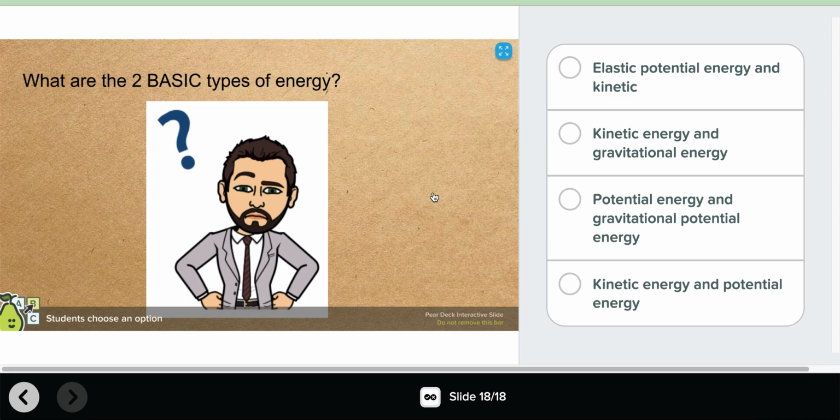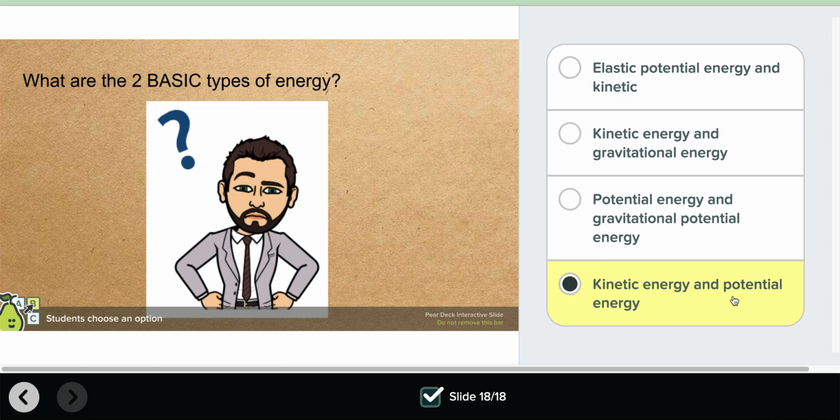Okay, I'm hoping you picked an answer. And the correct choice is kinetic and potential. Those are the two most basic forms of energy that we have access to. So if we're talking about elastic potential energy, that's branching off of potential energy itself. So we can't say that this is one of the most basic types. Same thing with gravitational potential energy. Gravitational potential energy is branching off of just what potential energy is in the first place. So we can't say that this is one of the most basic forms either. So that's why we are left with just kinetic and potential energy.